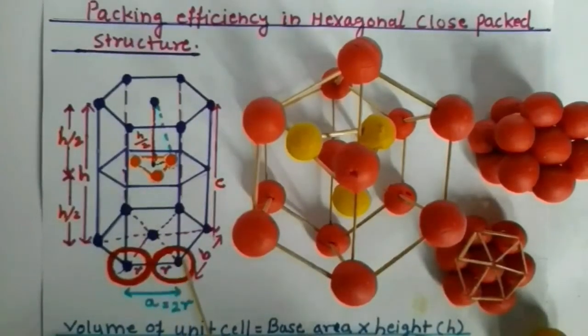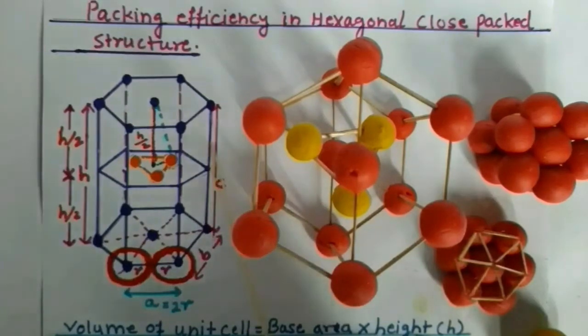This is a unit cell of hexagonal crystal system. Here we know that in hexagonal crystal system edge length A is equal to edge length B, but it is not equal to edge length C, and angle alpha is equal to angle beta, and that is equal to 90 degree, whereas angle gamma, this angle, is equal to 120 degree.